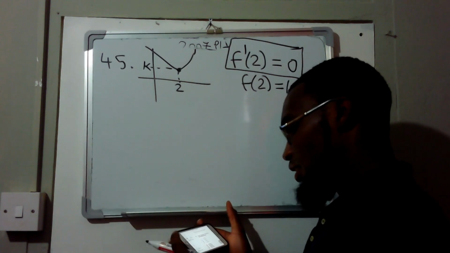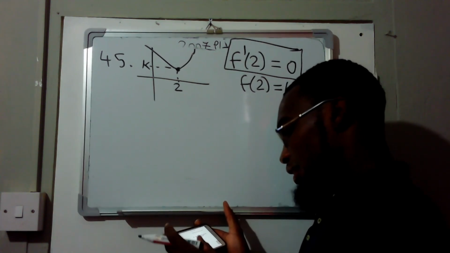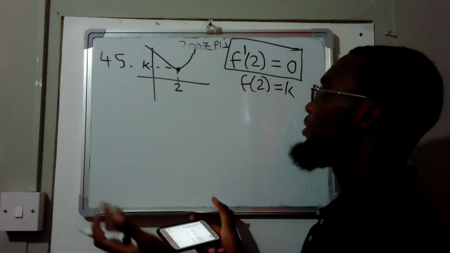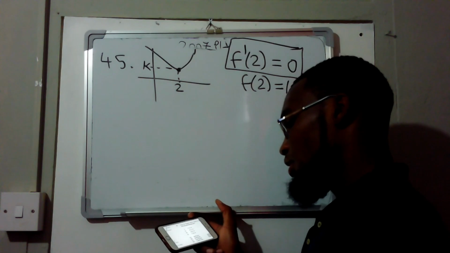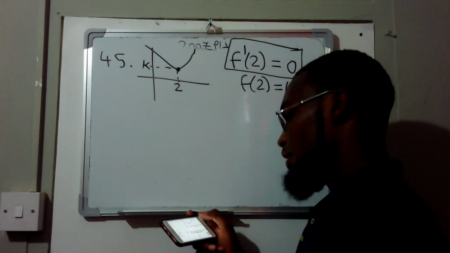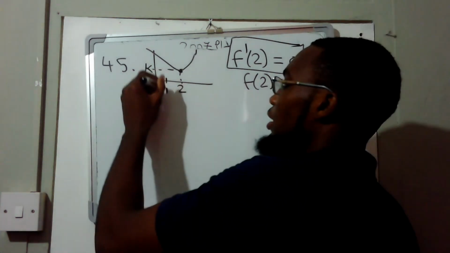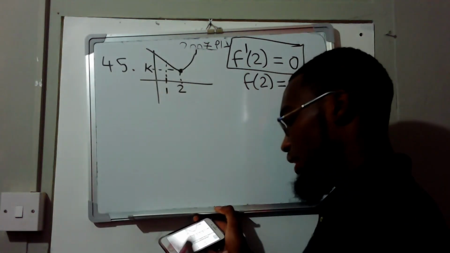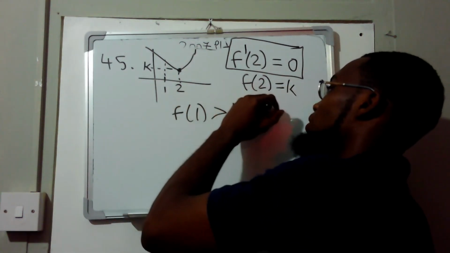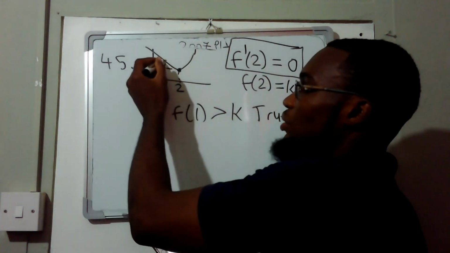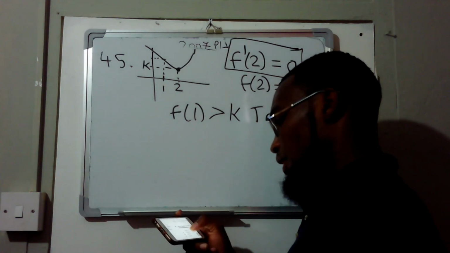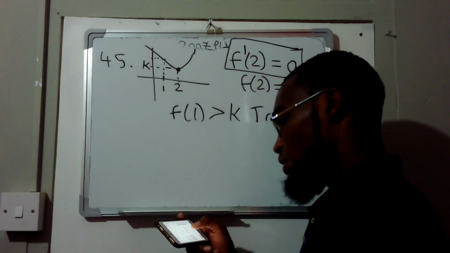So first thing is, f prime of 2 is k? F prime of 2 is not k. F of 2 is 0? No. So 3 and 4 are out already. Now let's say f of 1. F of 1 is bigger than k. So f of 1 is bigger than k. That one is true, right? That one is clearly true. This is bigger than k. Alright? So number 2 is definitely true.